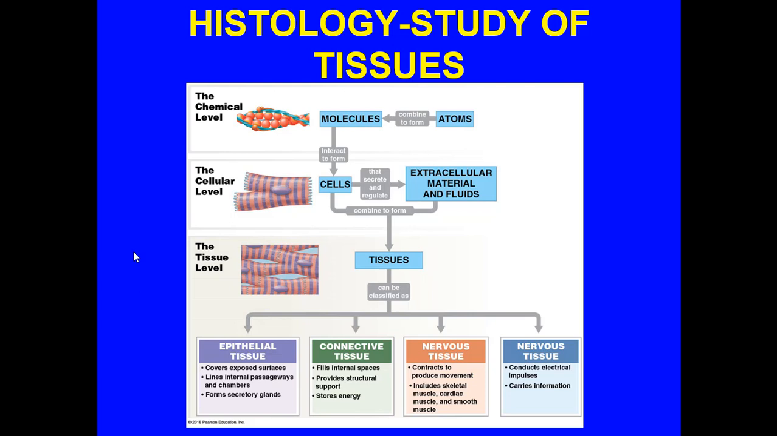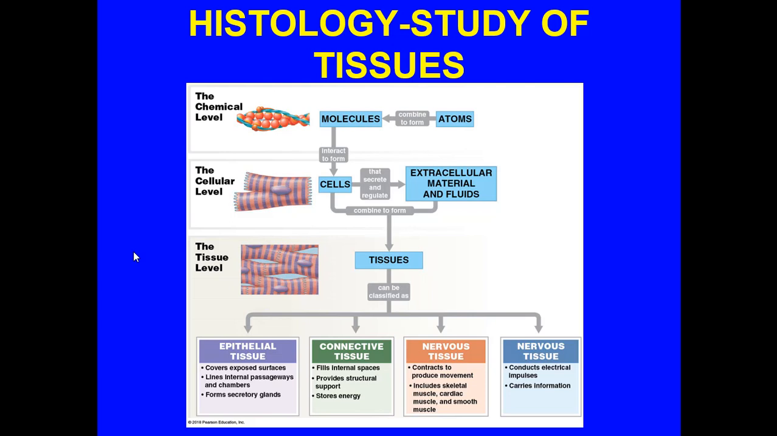Now, it is tissues that are really the building blocks for organs. There are four major types. Epithelial, which covers exposed surfaces, whether that's internally or externally. It can form secretory glands and lines internal passageways and chambers. Connective tissue, which fills internal spaces and provides structural support. It also stores energy. Hint, adipose tissue.